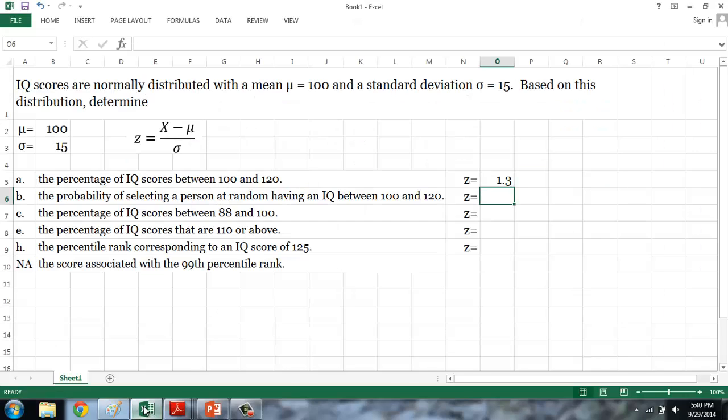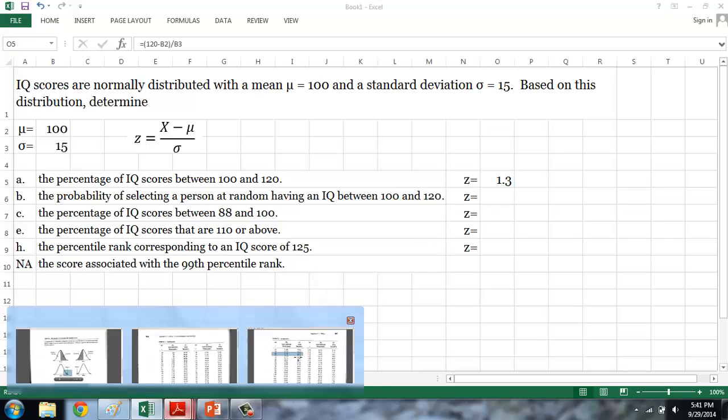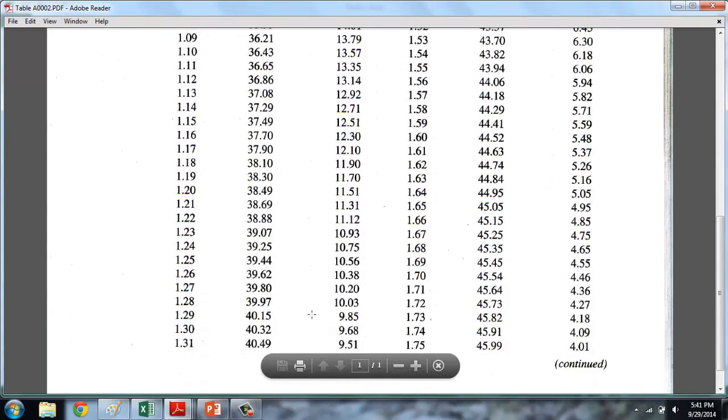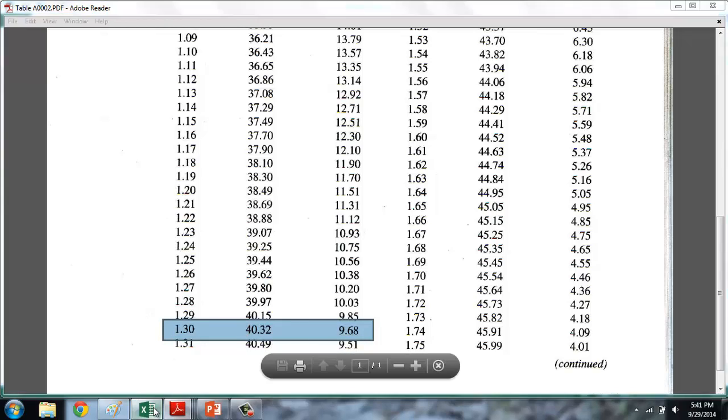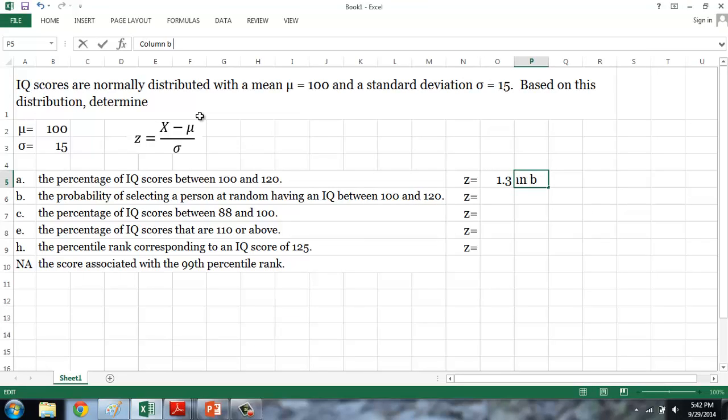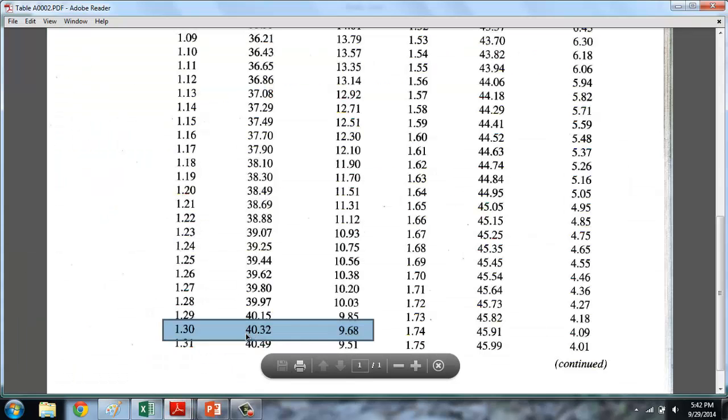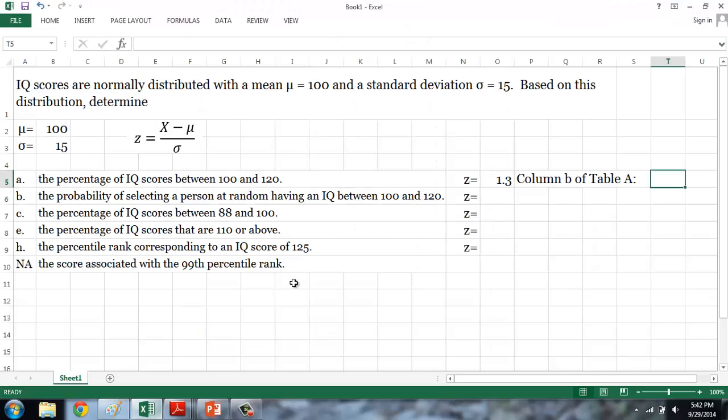Back to our problem, we're looking for the percentage of IQ scores between 100, or the mean, and 120, which is a z-score of 1.3. Here is the z-score of 1.3, and in column B, we see that the percentage is 40.32. So from column B of Table A, 40.32% of IQ scores fall between 100 and 120.